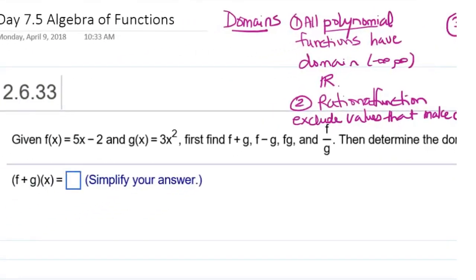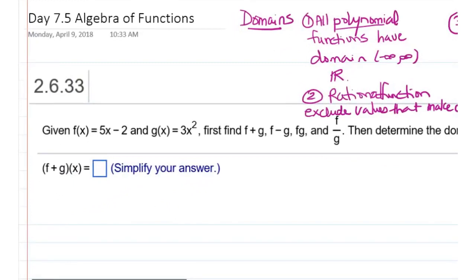So let's go ahead and talk about f plus g of x. F is 5x minus 2, and g is 3x squared. And we are going to find first the sum of those two functions, the difference, the product, and the quotient. And as we do that, we're going to also identify their domains. Starting with what does this notation f plus g of x mean? That just means take your function f of x and add g of x to it.